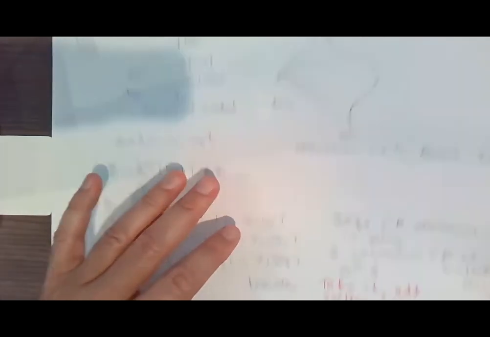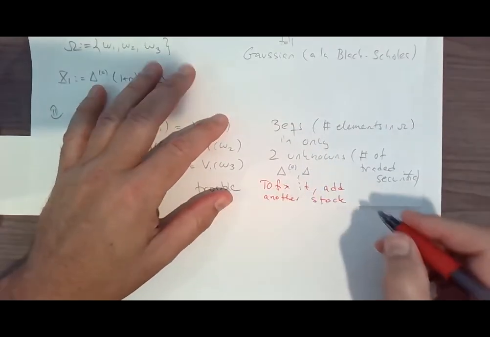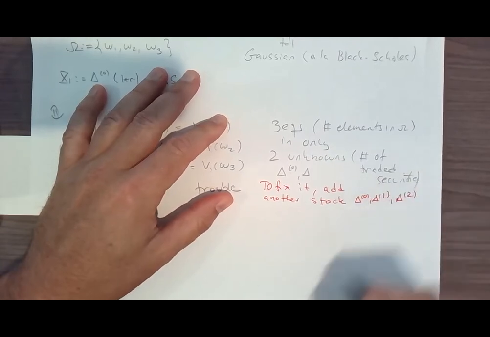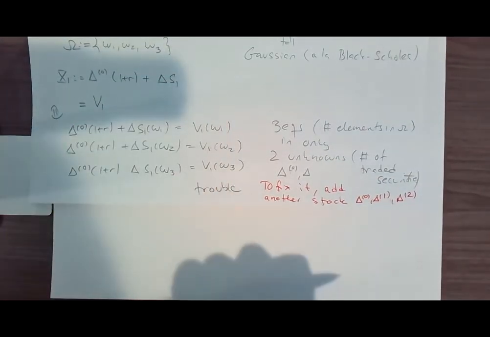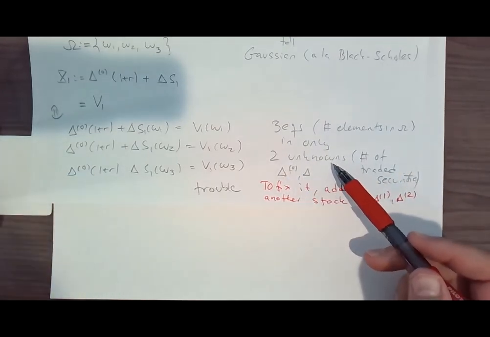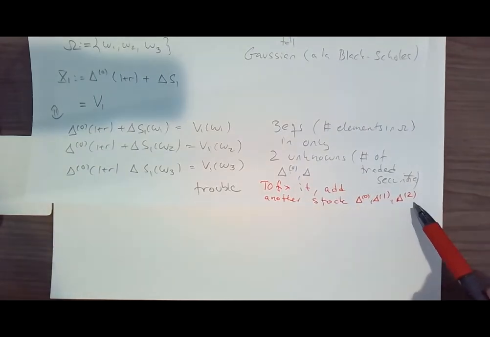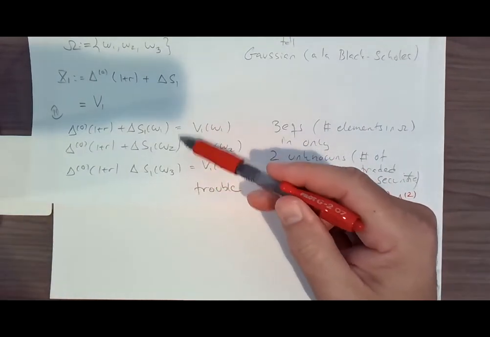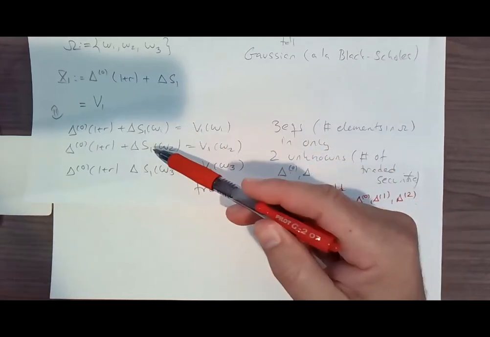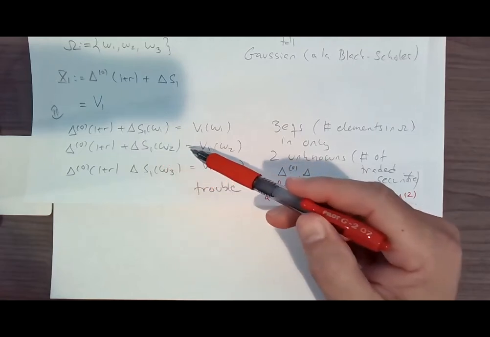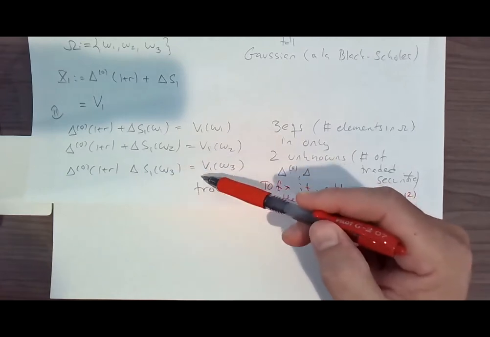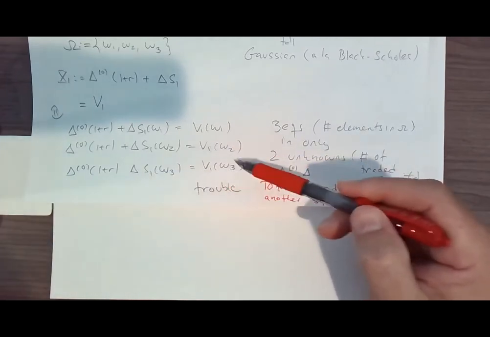So that instead of just trading delta naught and delta, you could trade delta naught, delta 1, and delta 2. This will bring up the number of unknowns from 2 to 3, and then you have a third term here that you have to add. So you have delta 1 times S1, delta 2 times the second stock price S2, valued at omega 3.